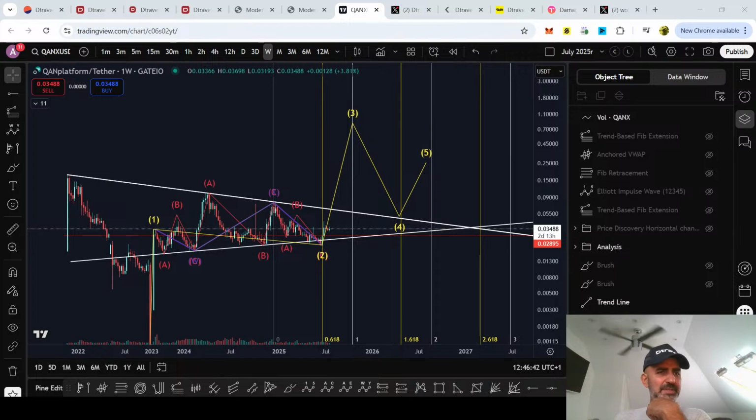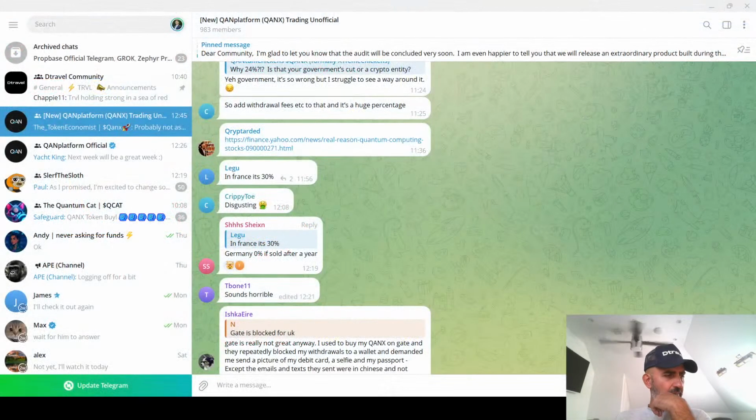I think they were being audited and they're just waiting for that audit to complete. A lot of people chatting about their expectations. A lot of people are here.